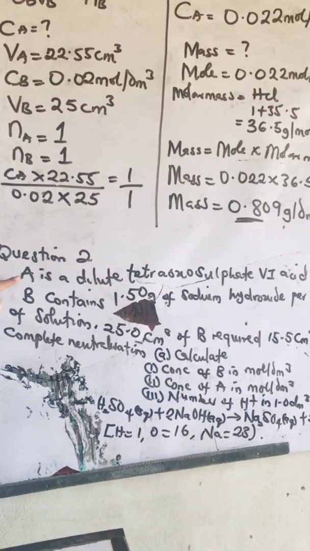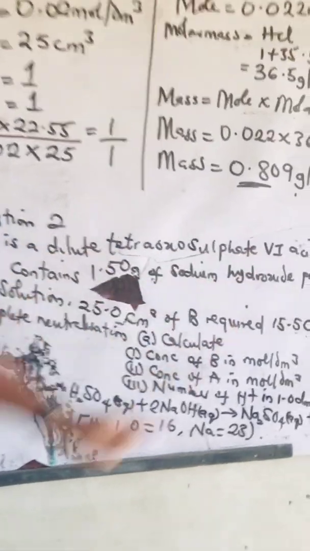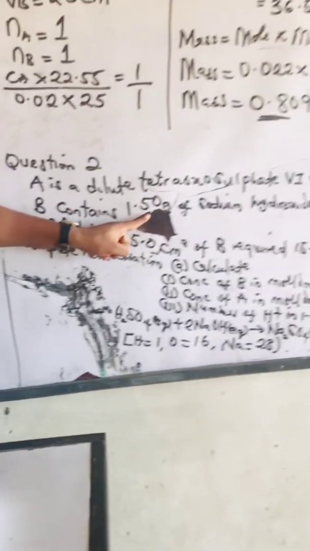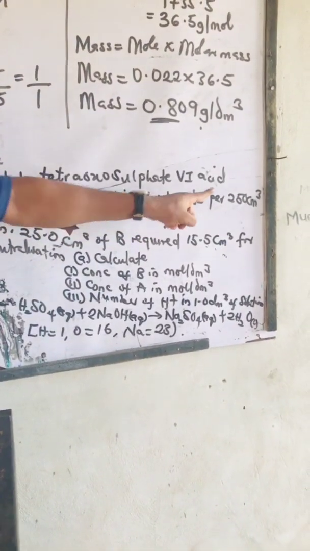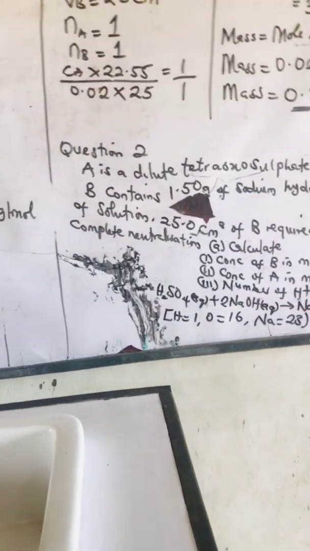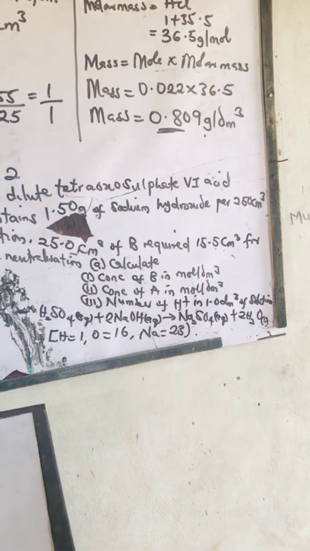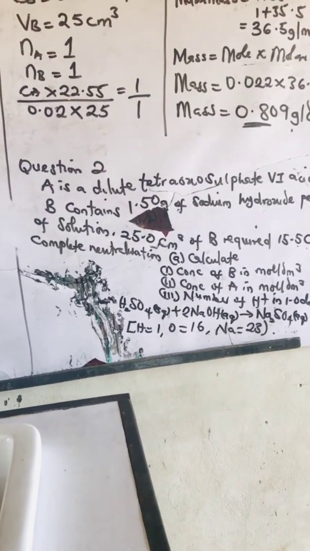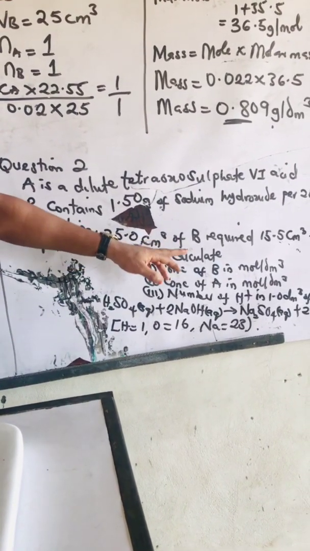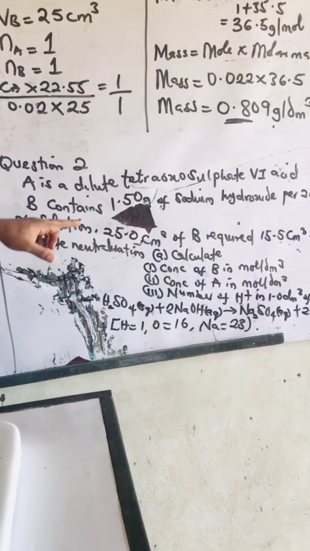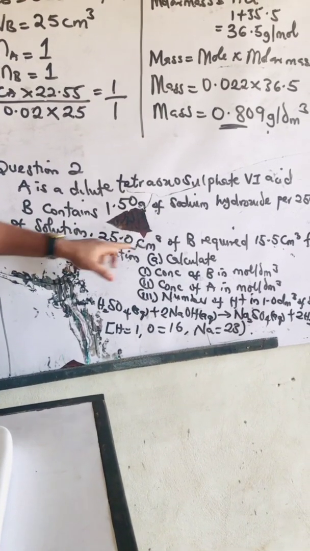Let's read the question again. A is a dilute tetraoxosulfate VI acid. B contains 1.50 gram of sodium hydroxide per 250 centimeter cube of solution. 25.0 centimeter cube of B required this. So the volume of acid needed now to neutralize this volume of base is this.